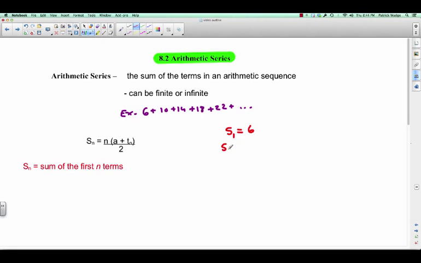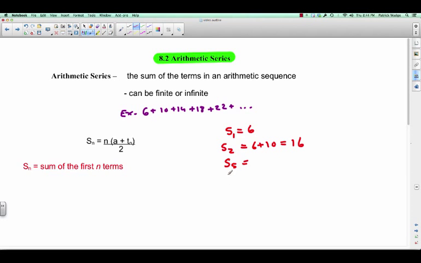But if I said S2, it doesn't mean what's the second term. It means what's the sum of the first two terms. So it would be 6 plus 10 equals 16. Right? And I could do that for anything. I could do S sub 5. And then what I'd be adding together is 6 plus 10 plus 14 plus 18 plus 22. I'd be adding them all together.